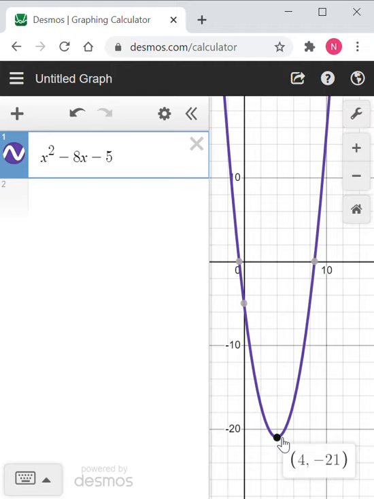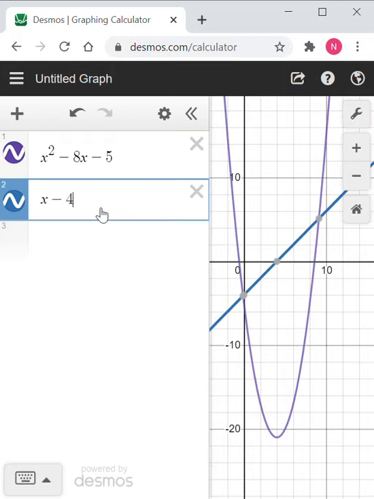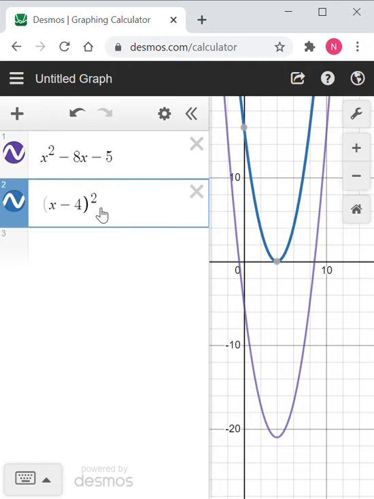And once we've got the vertex, all we're going to do is write it in this form. So a times (x minus h) squared plus k. Remember, h is always the opposite sign, k stays the same. So we'll have y equals, my a value is 1. If it helps you, you can write it. If you know that it doesn't need to be there, you don't have to write it. So we've got (x minus 4) squared minus 21, and you can, of course, check it by typing it into Desmos and making sure that your graphs are the same. And they are, we're good to go.